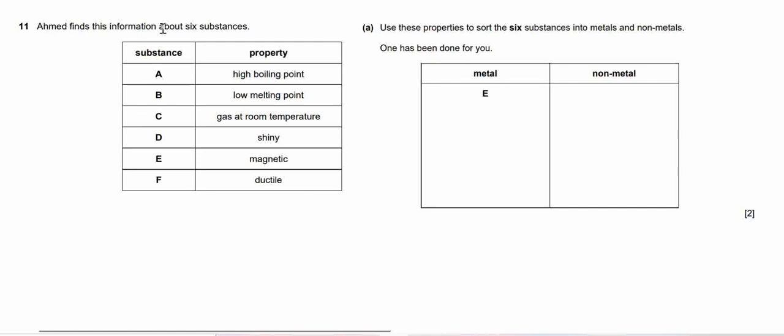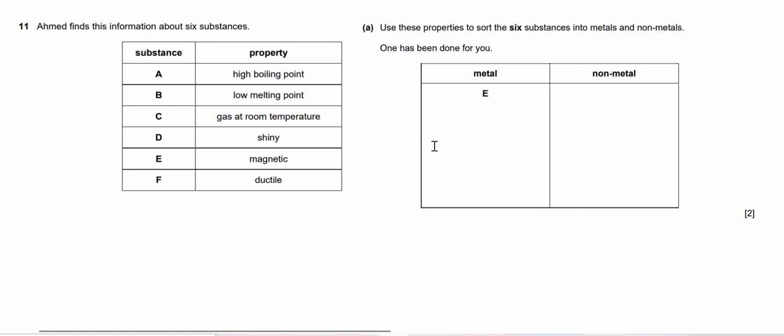Ahmed finds this information about 6 substances A, B, C, D, E, F. Properties: high boiling point, low melting point, gas at room temperature, shiny, magnetic, ductile. Question A. Use these properties to sort the 6 substances into metals and non-metals. One has been done for you, that is E is a metal, magnetic. You've got 10 seconds from now. 10, 9, 8, 7, 6, 5, 4, 3, 2, 1.